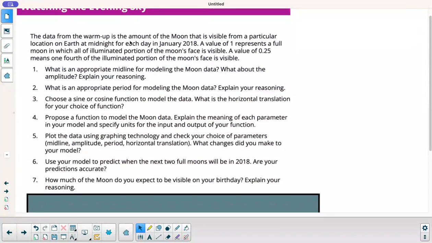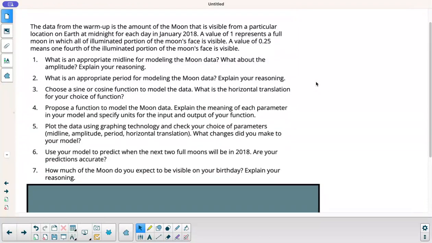The data from the warm-up is the amount of the moon that is visible from a particular location on Earth at midnight for each day in January 2018. A value of 1 represents a full moon, where all the illuminated portion of the moon's face is visible. A value of 0.25 means 1/4 of the illuminated portion is visible. Obviously, 0 would mean that there's no moon visible. That's what we would call a new moon.